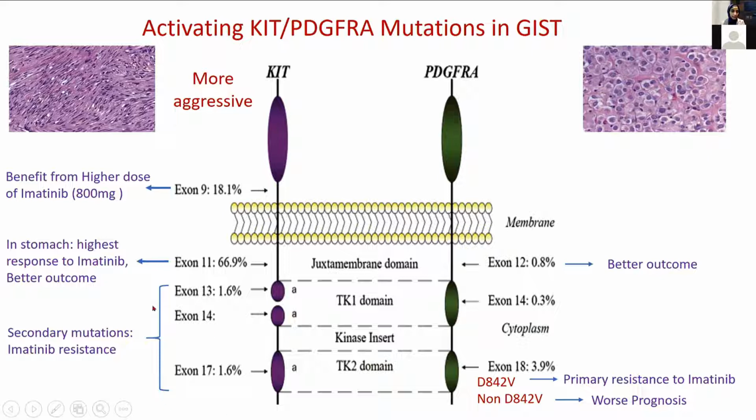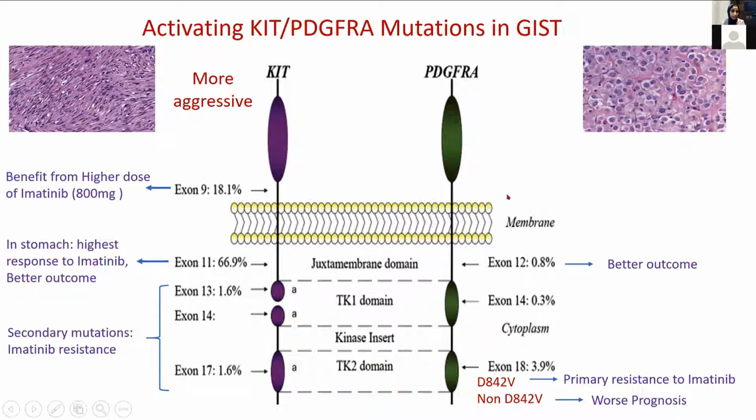Mutations in the tyrosine kinase domain of KIT are associated with secondary mutation and secondary mutation related to resistance to imatinib. Exon 9 mutations correlate with benefit from higher dose of imatinib in comparison to the usual dose used.